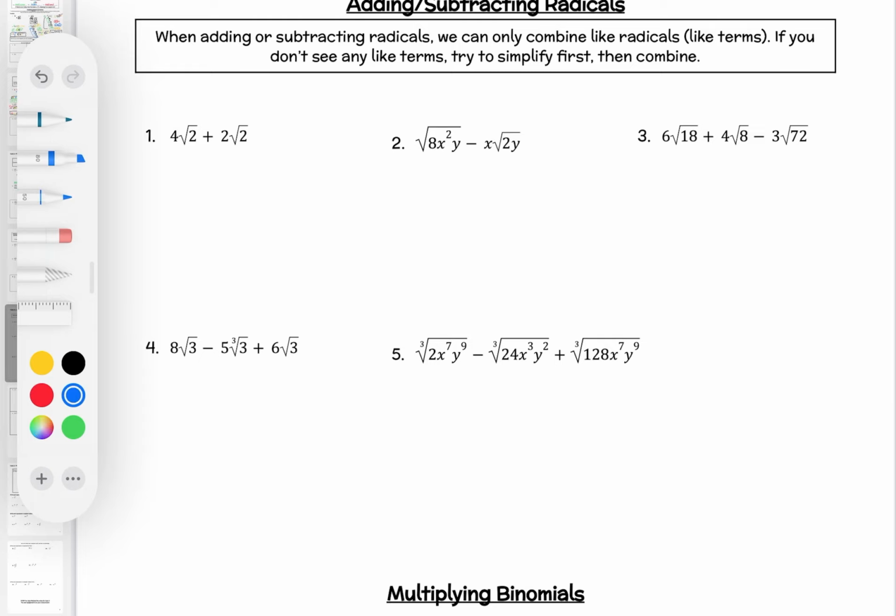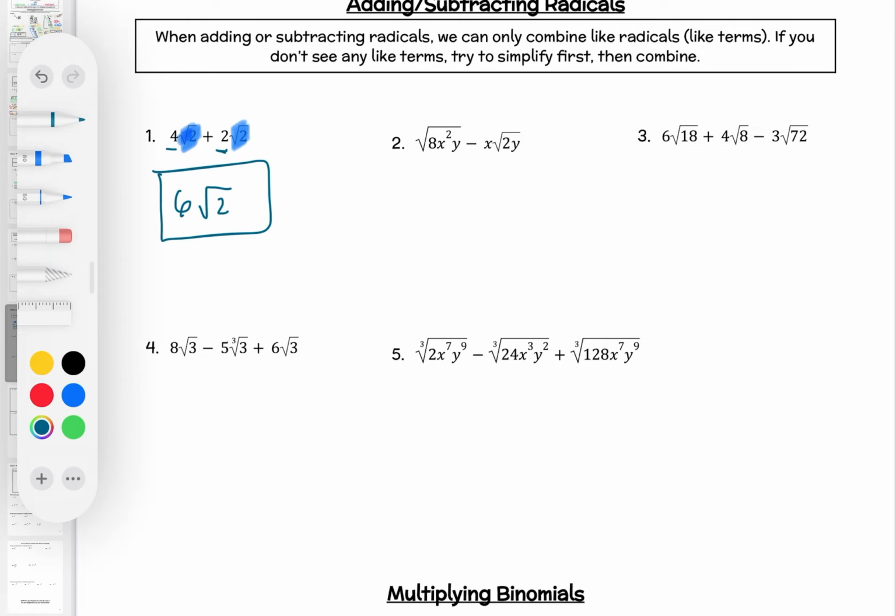So if we look at number 1, both of them have square root of 2, so we can just add the numbers on the outside. We would do 4 plus 2, and we would get 6. It's important to remember that when you add, you don't change what's under the radical. So we would just leave it as 2, and that is our final answer.